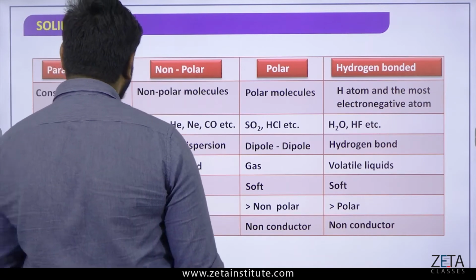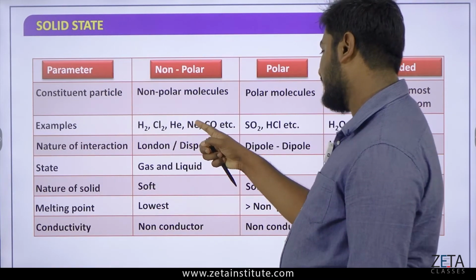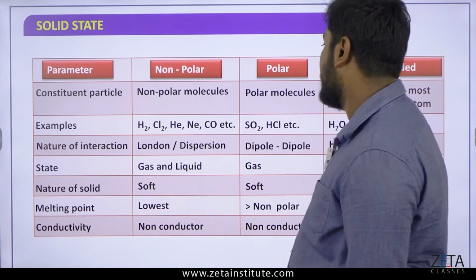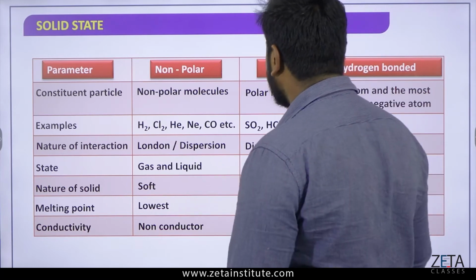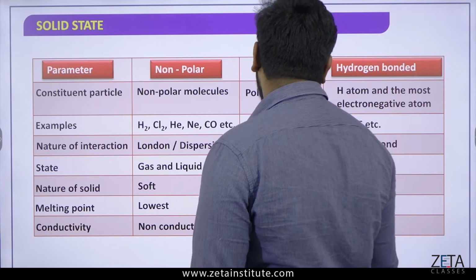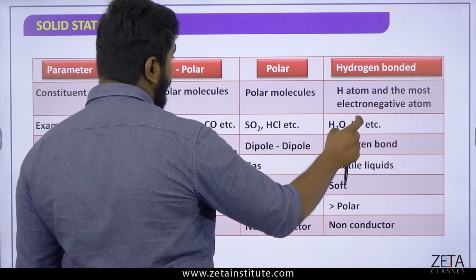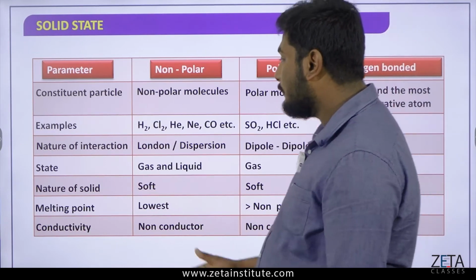And here the example, in case of non-polar, we have example H2, Cl2, He, neon, carbon monoxide, etc. In case of polar, if the compound is having permanent dipole moment, these all are the examples of polar. Clear? SO2, HCl. And here, in case of hydrogen bonded, we have example H2O and HF, and H2O is present in the form of ice, okay? And nature of interaction we can check.